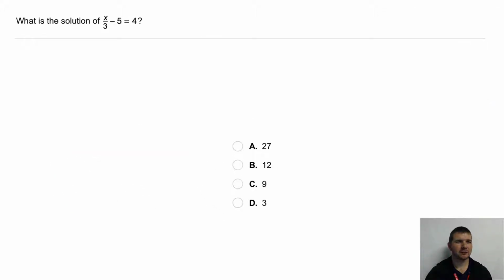Your turn. What is the solution of x over 3 minus 5 equals 4?